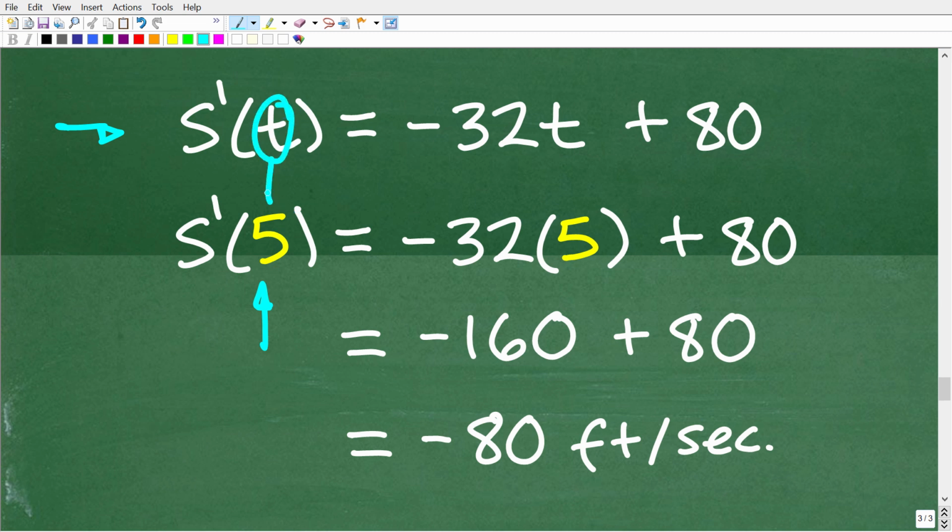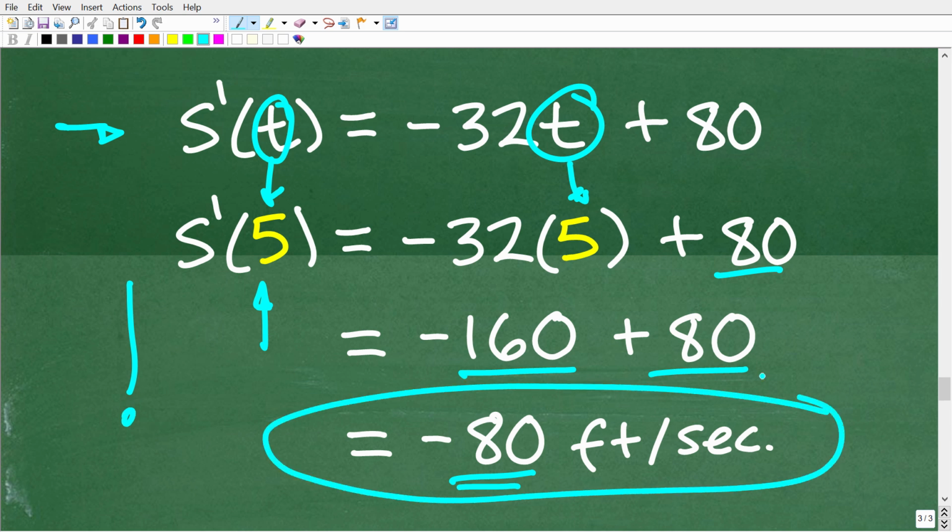T again is time in seconds. So what is S prime of 5? So we're going to replace this T with a 5. So negative 32 times 5 is negative 160 plus 80, and we get a negative 80. And again, that negative sign means something. It means that the direction of the ball is downward. So the ball is going downward negative 80 feet per second at time is equal to 5 seconds.